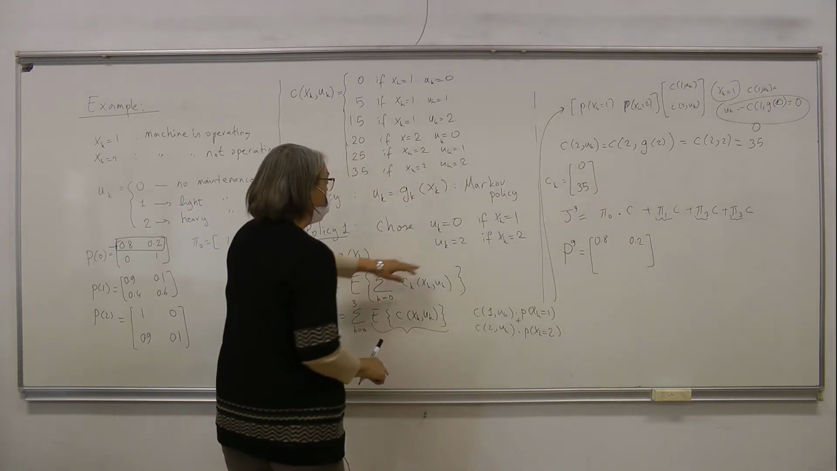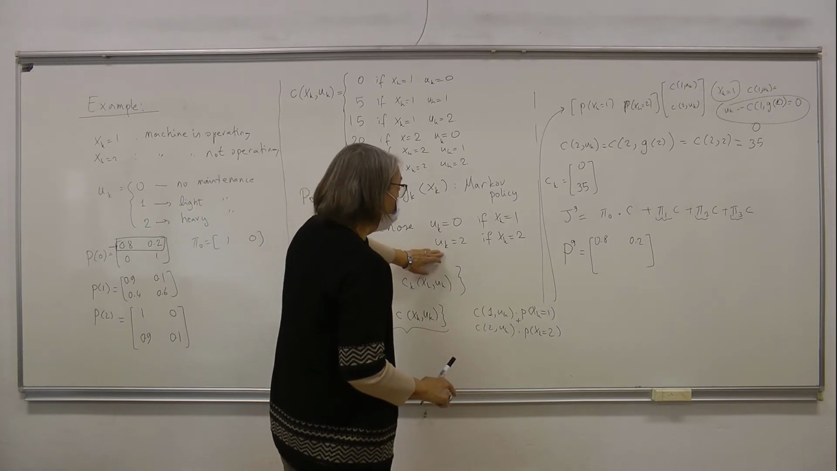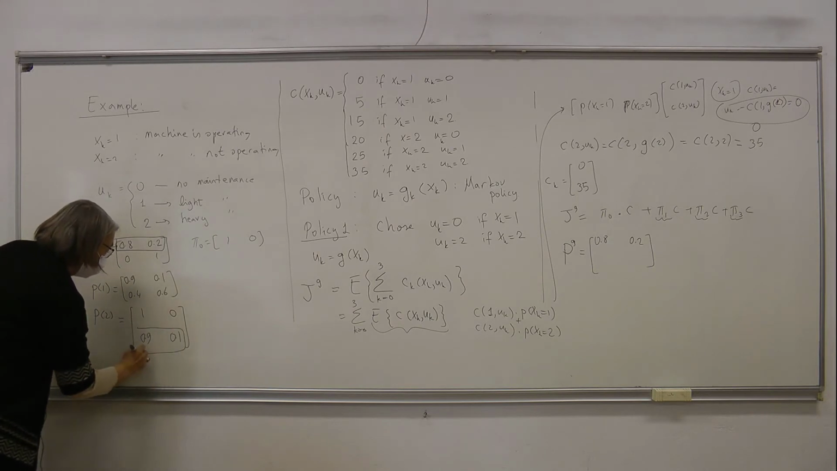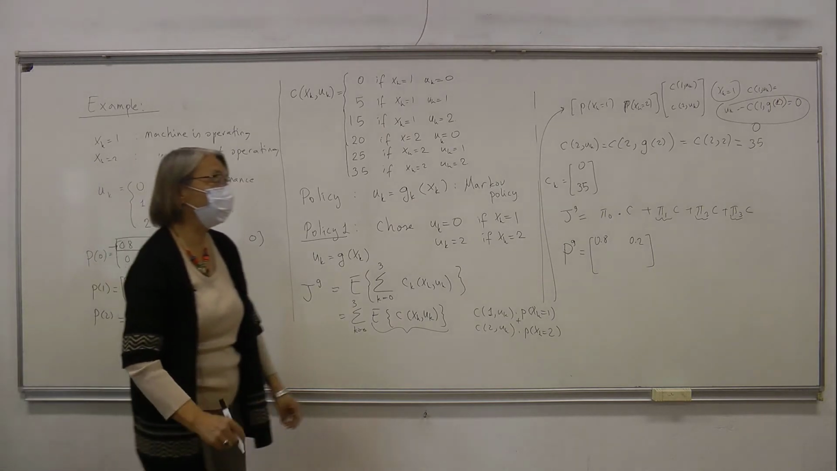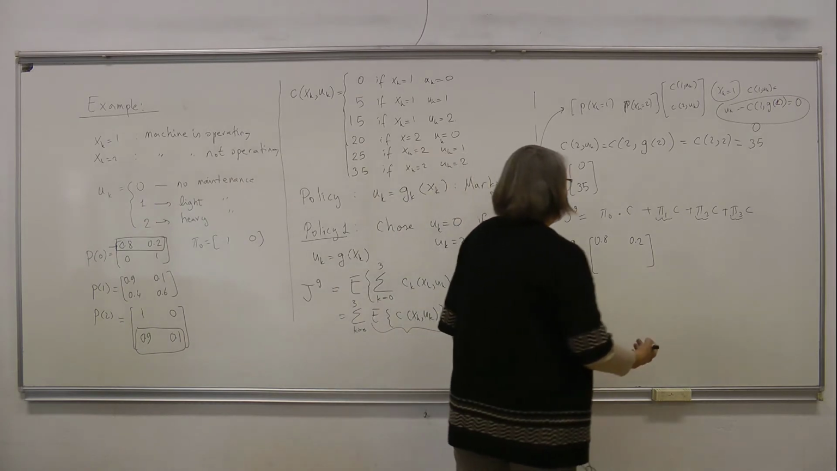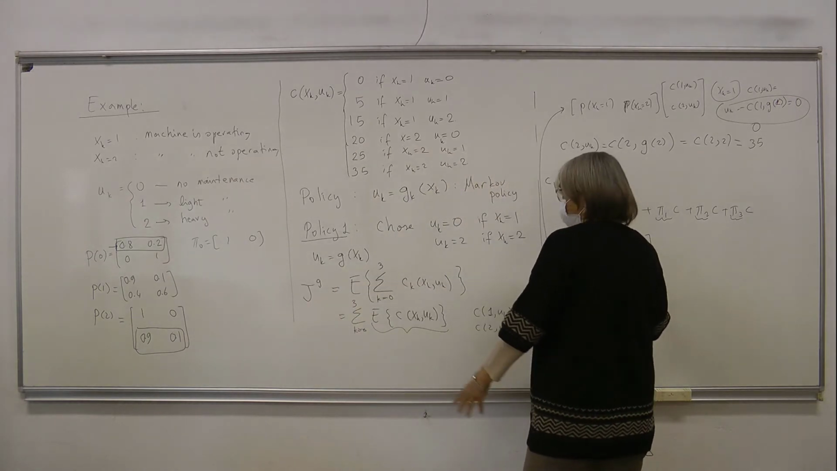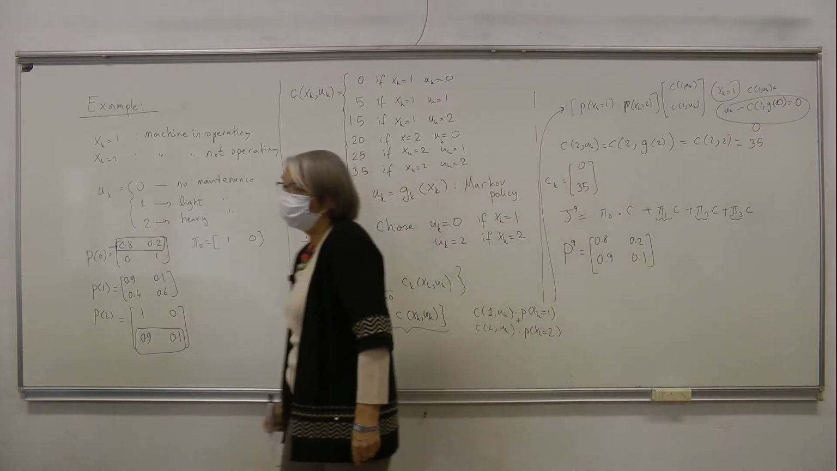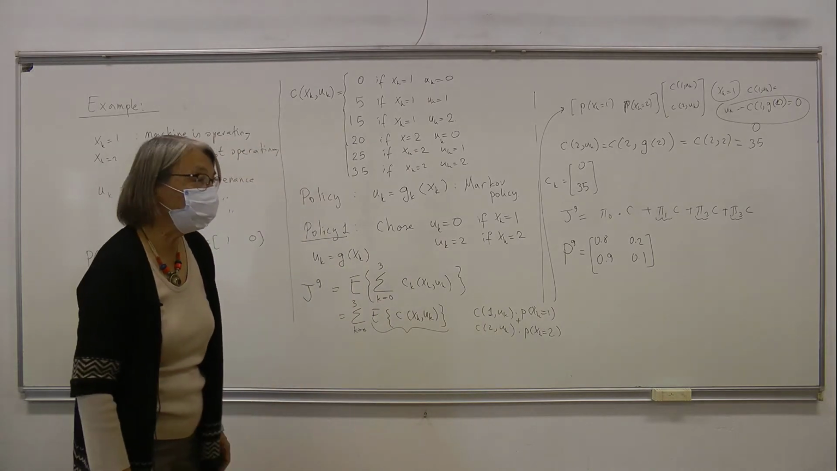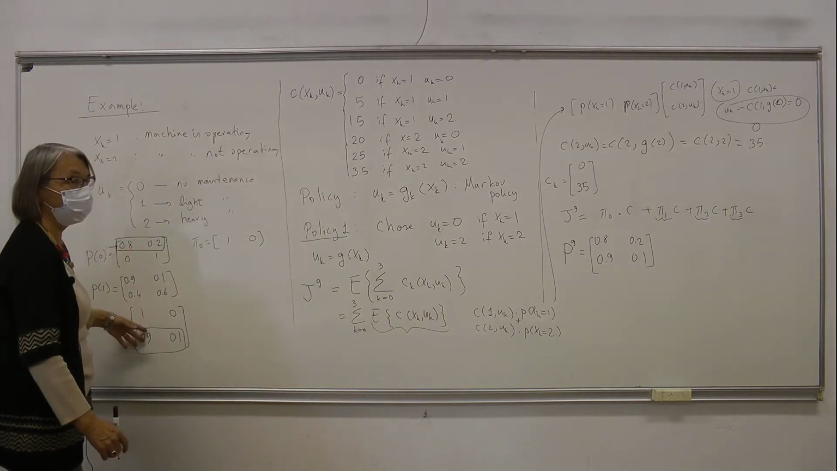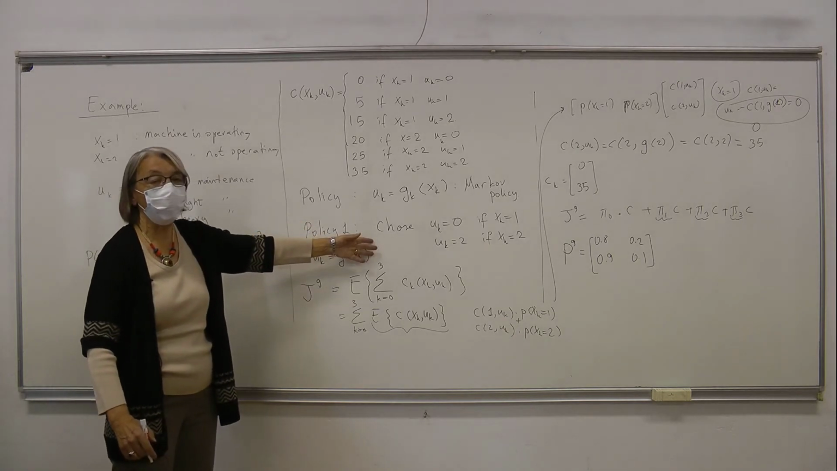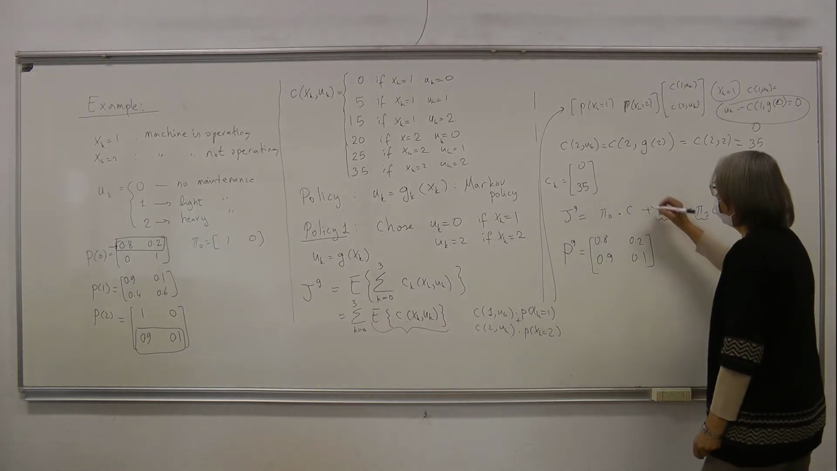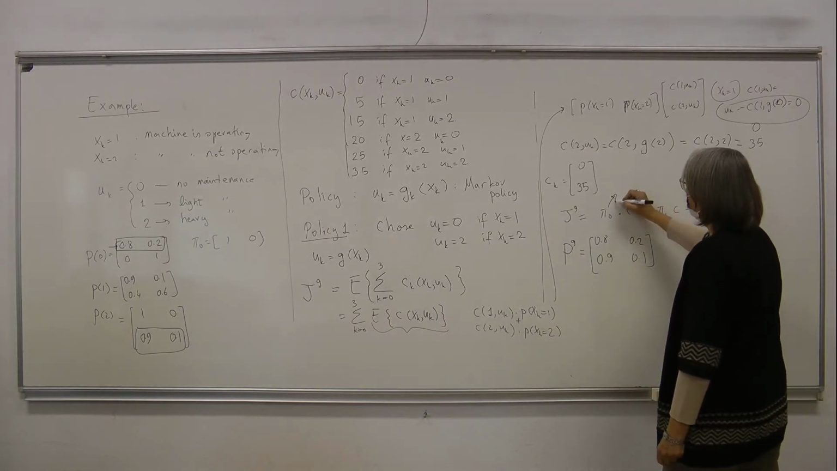And for the other part, if xk is equal to 2, now we will look at that matrix and copy this row, since this corresponds to the initial state being equal to 2, that is 0.9 and 0.1. So this is our PG matrix, which is obtained from those three P matrices by applying the policy which we have written there.